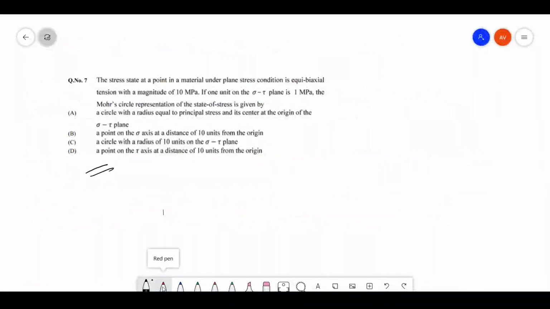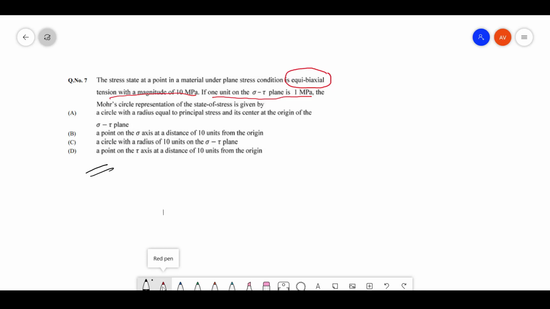It is given that we are having a stress element with the equibiaxial tension, okay, with the 10 MPa, and our 1 unit on tau plane is 1 MPa. So let's just draw it. Before solving that problem, let's just see how to draw a Mohr circle in general. So let's say I'm having an element like this.